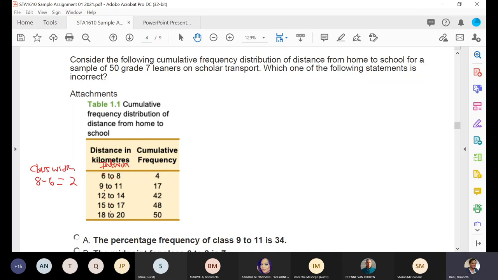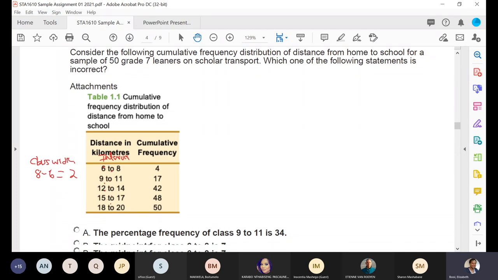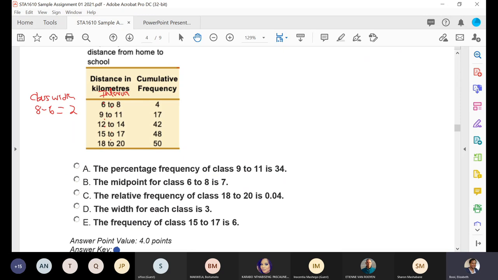So let's see if we can answer the question. The other thing here is cumulative. So in order to answer some of these questions, you will need to calculate what your actual frequency is, because you are not given the frequency, and you should be able to calculate your relative frequency. I've shown you how to calculate the relative frequency. And if they give you a percentage, you should be able to calculate the percentage if you want. Remember, relative frequency is decimals. So let's see if we can answer this question.